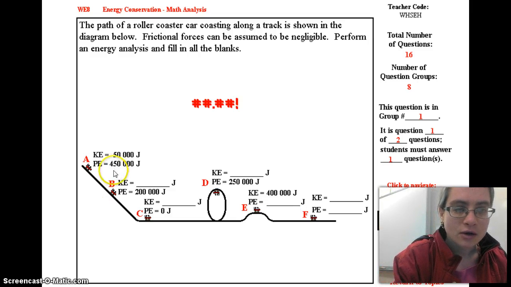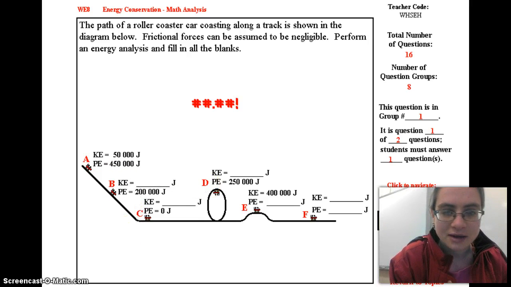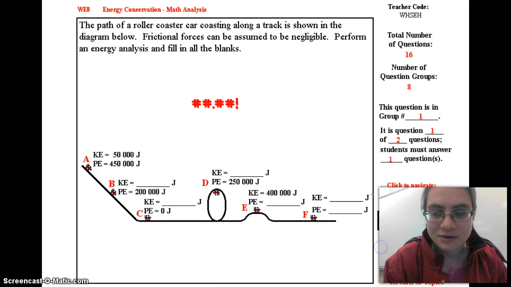Notice that 450,000 plus 50,000 is going to equal a total of 500,000. So this is going to add up to 500,000. This is going to add up to 500,000, and so on for each of the other points.